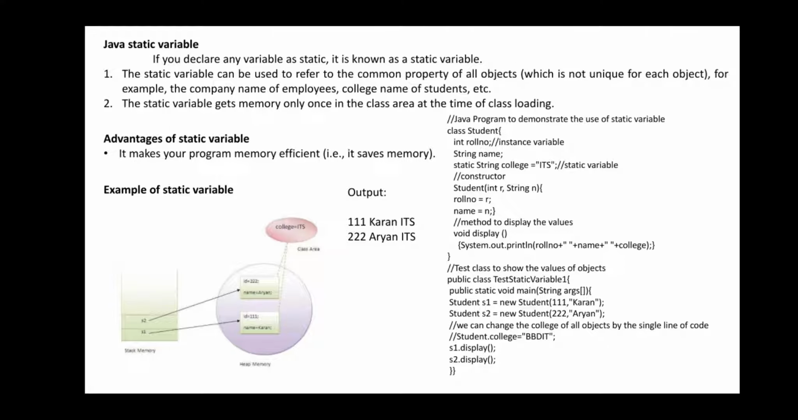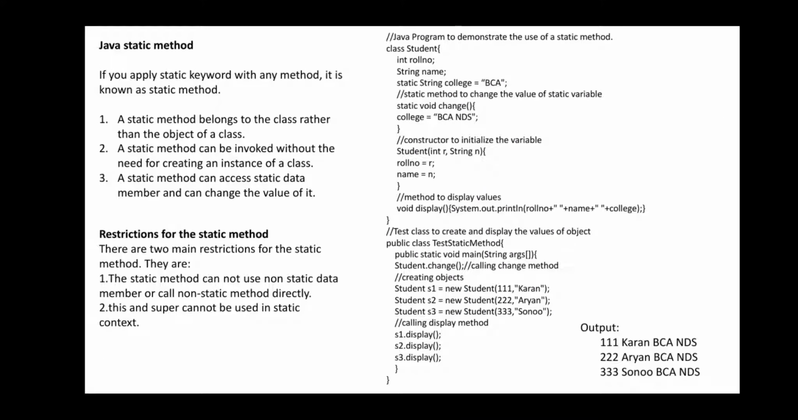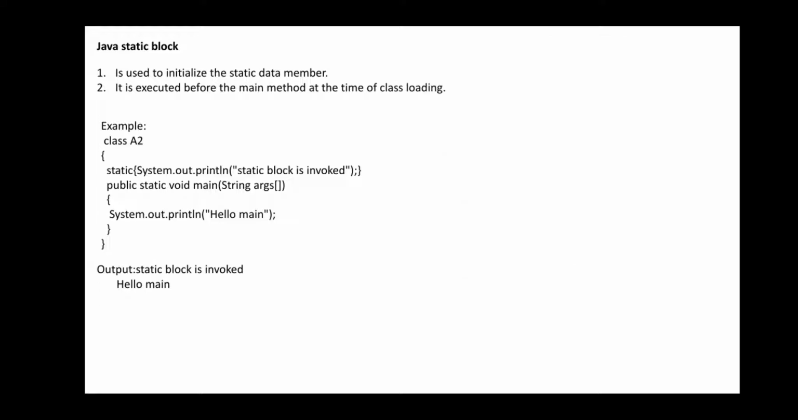So this was an example of a static variable, and the simple example has a counter without a static variable and with a static variable. Then you went with a static method, the method which is going to call only the static variables within its context. Today I'll be going with the next one, that is the Java static block.